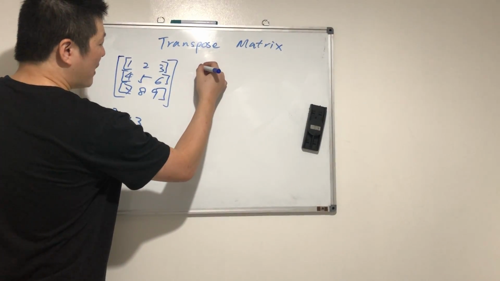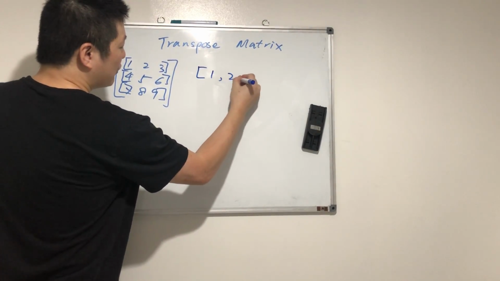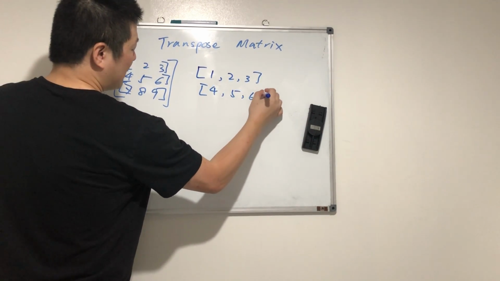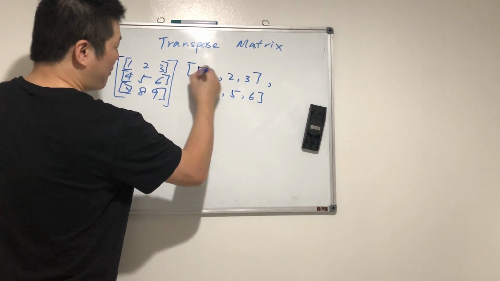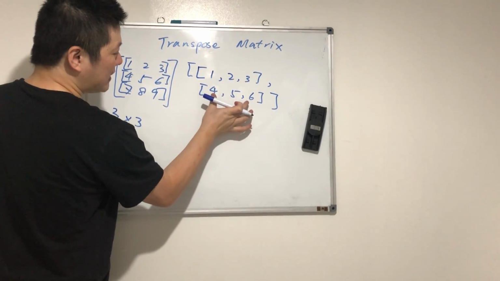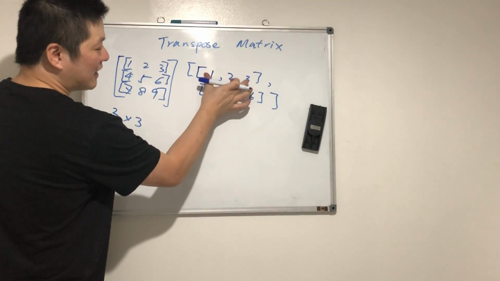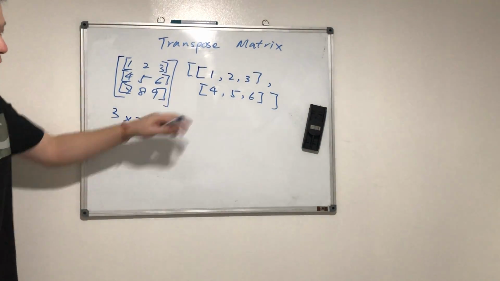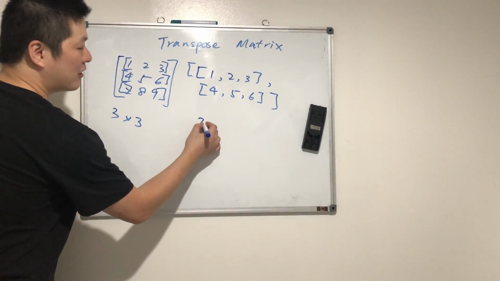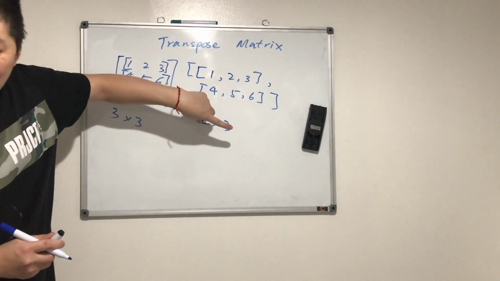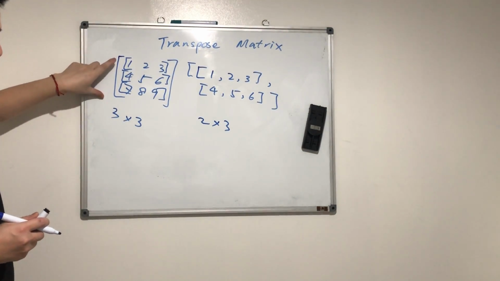Look, and how about this one? Look, 1, 2, 3, and 4, 5, 6, and then in Python you can do this. This starts with a list. It's a list of 2 lists. A whole list consists of 2 lists, and one list consists of 3 elements. So this is also a matrix. It is a 2 times 3 matrix because it's 2 rows, 3 columns.